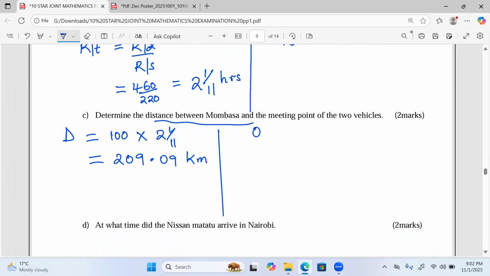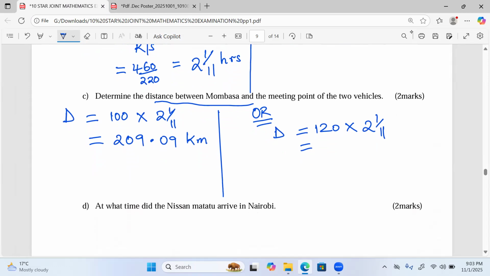Alternatively, just an alternative working, we can say this, the vehicle from Nairobi at a speed of 120 will also take the same time interval to meet. So what distance will it have covered? When we multiply by 120, you discover that it shall cover 250.91 kilometers.